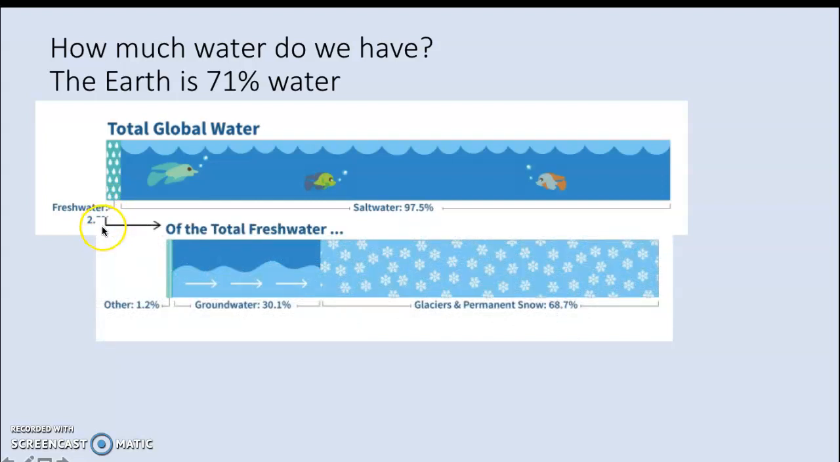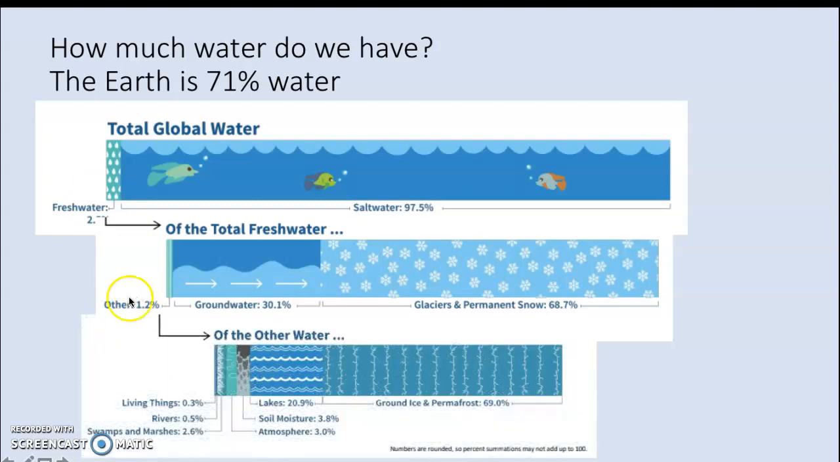Of that 2.5%, the vast majority of that fresh water is also unusable because it's frozen. It's locked into glaciers and snow that is permanently on the ground. And then we have 30% of that water is groundwater. That is usable, not easy to get. And then 1.2% of that 2.5% is the water that we use as well.